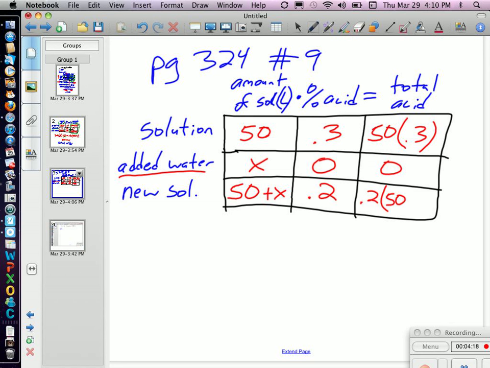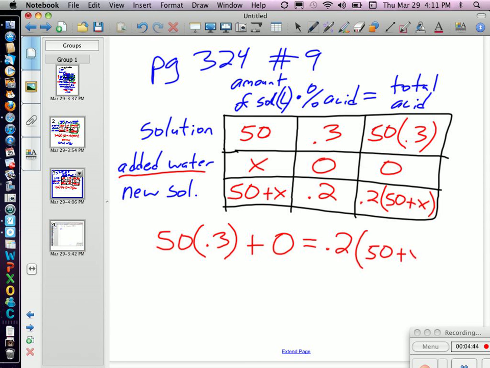That middle one with the 0, obviously there's going to be 0 acid in the water you add, so we can just write it like that. And here we go. So the total acid in the original solution plus the total acid that we are adding, which is nothing, should equal the total acid in the new solution. Okay.